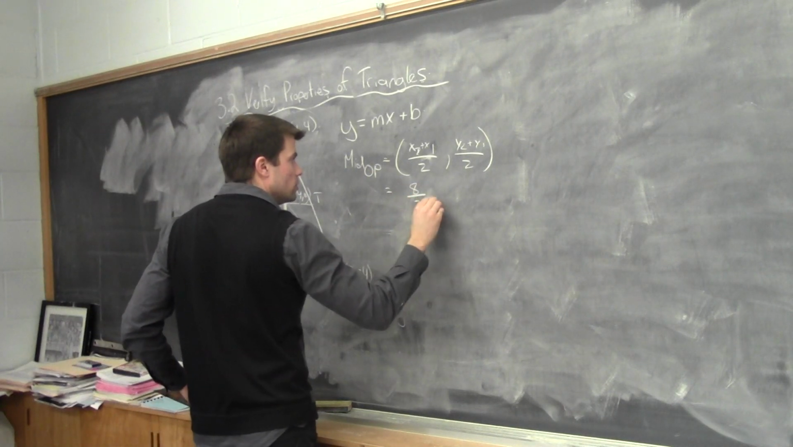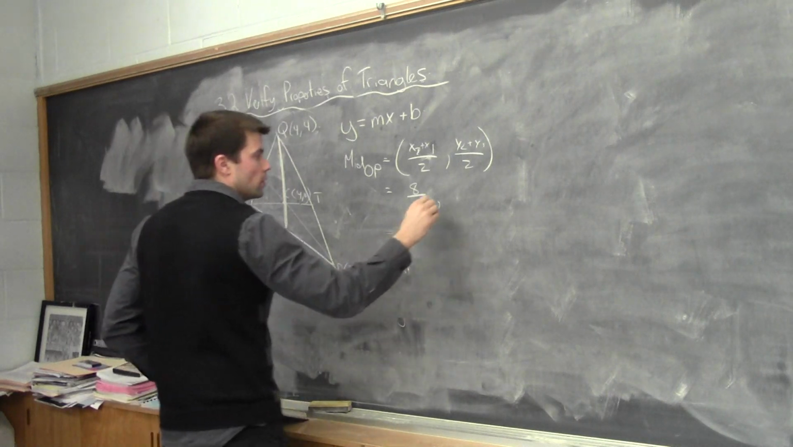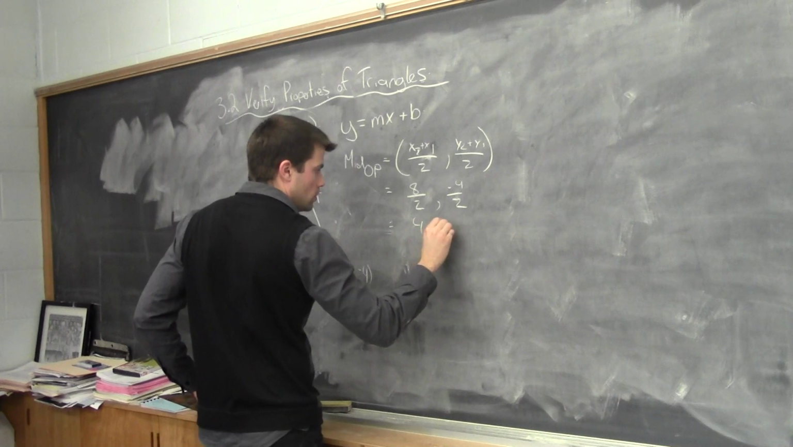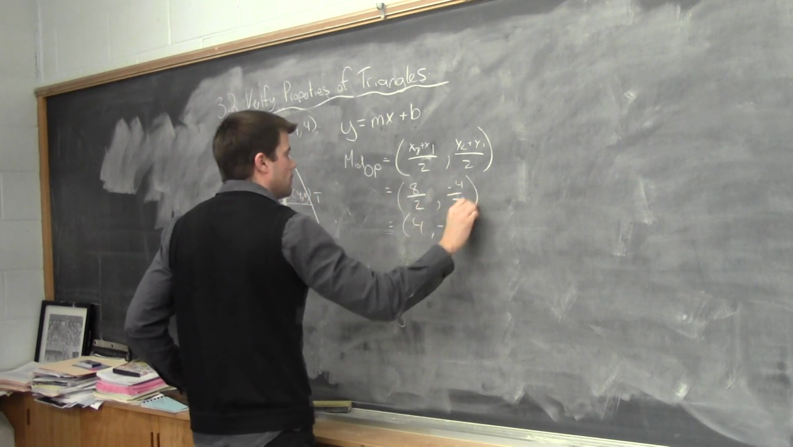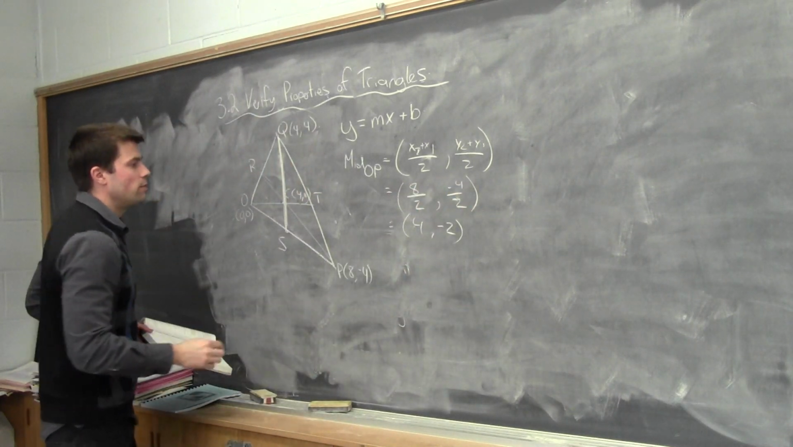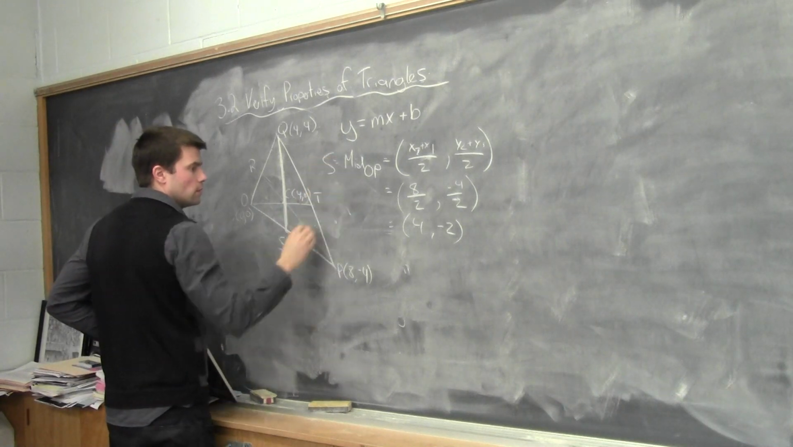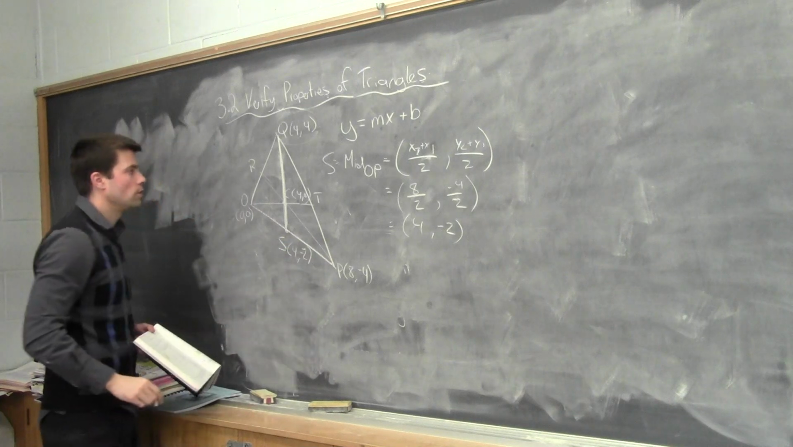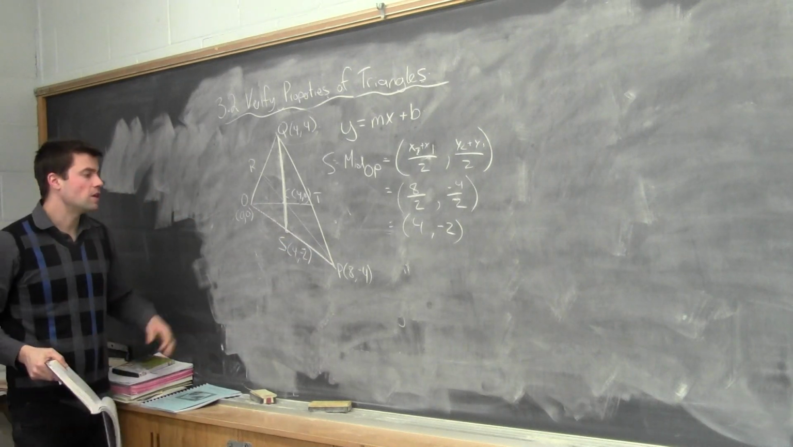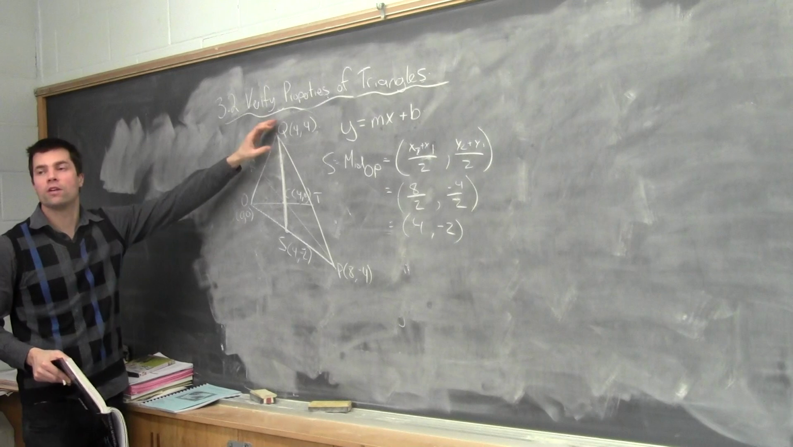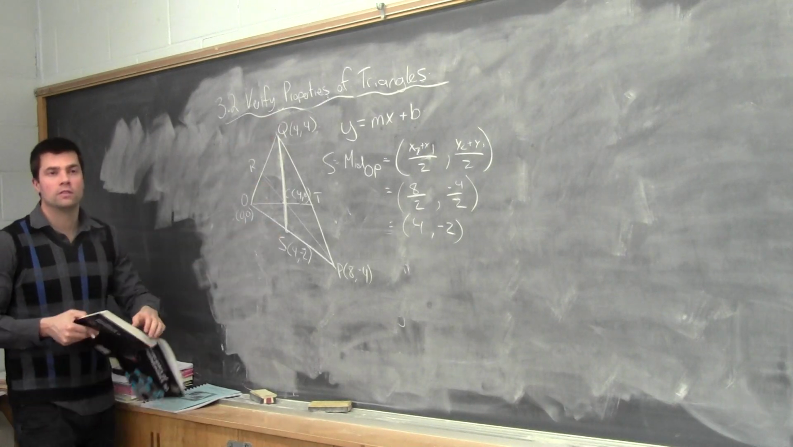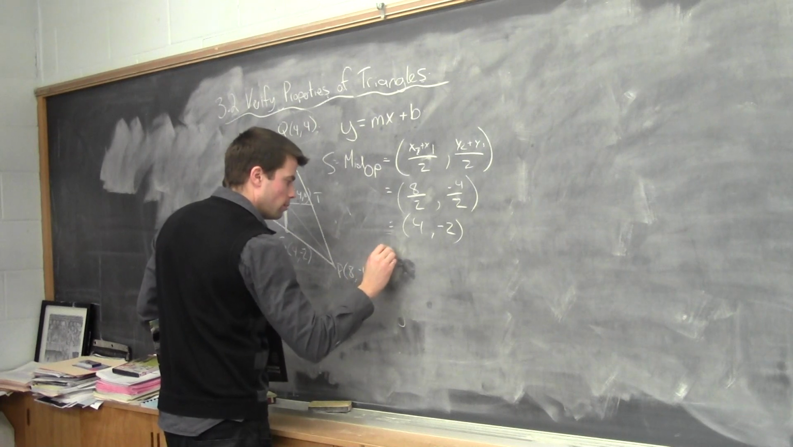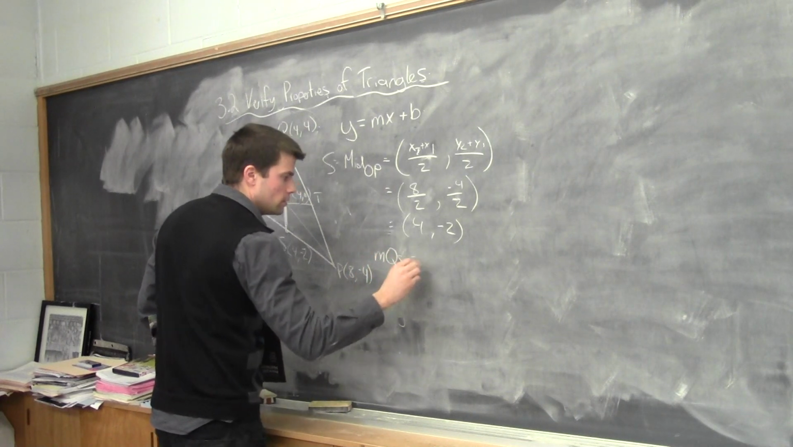All right, so if we plug in these values of O and P, we're going to have 8 over 2, negative 4 over 2. So there's our midpoint S. Okay, once I have the midpoint S, now I can find the slope of QS. So little m QS.